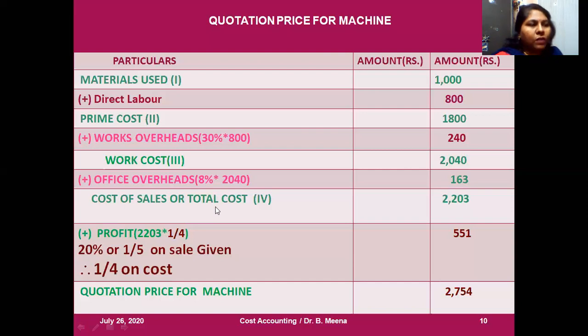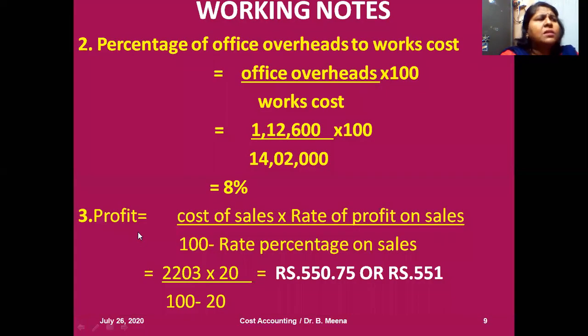Once I calculate the total cost, next my work is to calculate the profit. What is the profit for the quotation that I'm going to accept from the supplier? Okay. How to calculate the profit? There are two ways I'm going to explain. Based on the formula, I apply the formula: the cost of sales, that is the total cost, into the rate of profit on sales divided by 100 minus the rate percentage on sales.